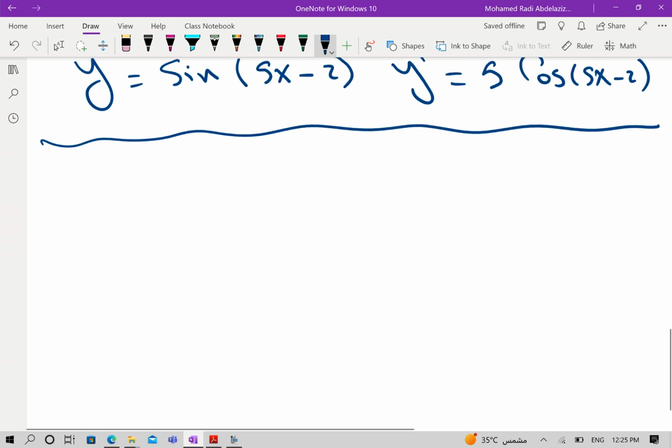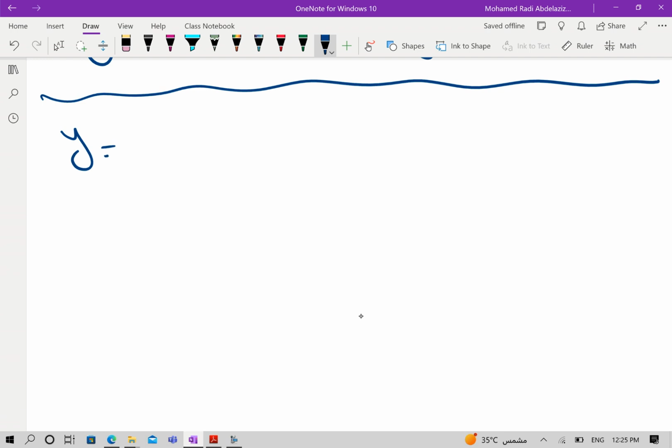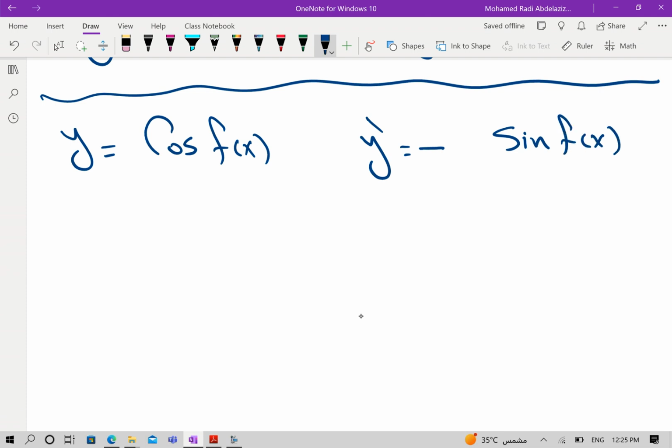In the same way, derivative of cosine. If y is cosine of a function f of x, so its derivative will be: differentiation of sine is cosine. Differentiation of cosine is negative sine. Clear the difference in between? Differentiation of sine is cosine. Differentiation of cosine is negative sine. And also don't forget to differentiate the inside.